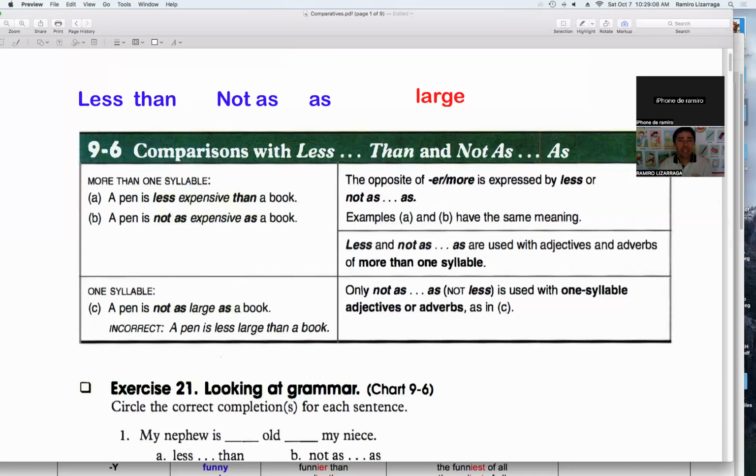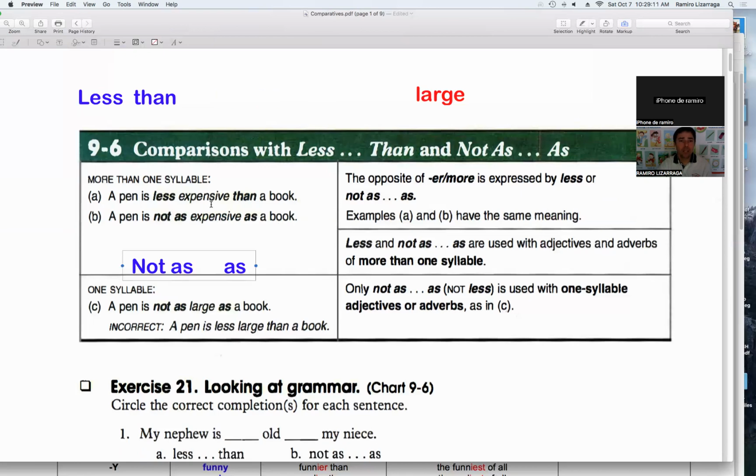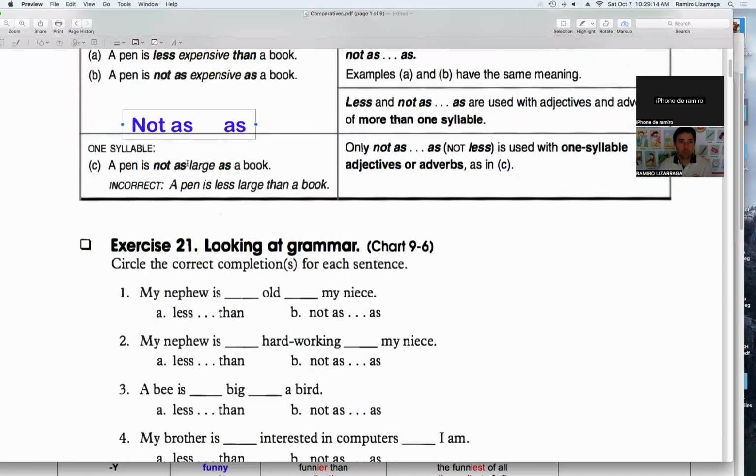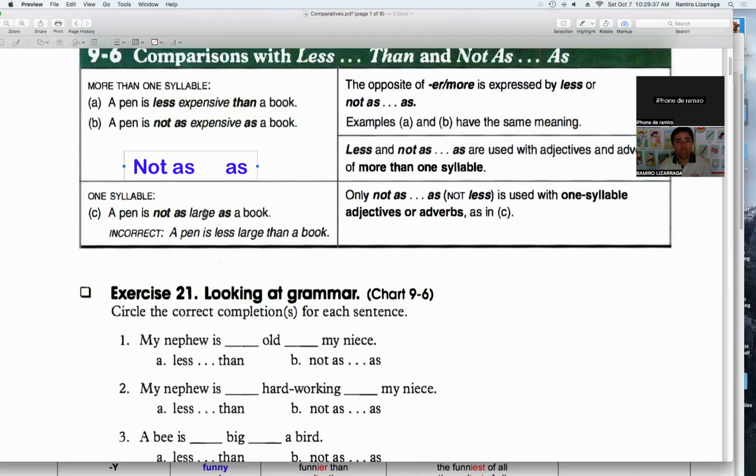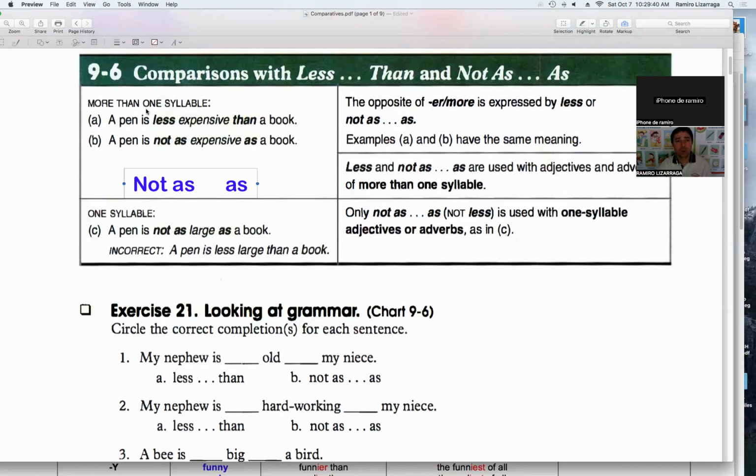So, in the case of one syllable, take a look here. In the case of one syllable, we have here large. Large is an adjective with one syllable, okay? So in this case, like I told you before, we can use not as. So a pen is not as large as a book, okay? And we can use not as with adjectives with one syllable and with adjectives with more than one syllable, sorry. We can use it with adjectives of more than one syllable.